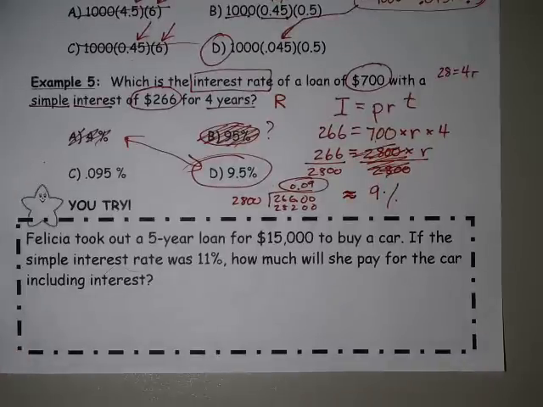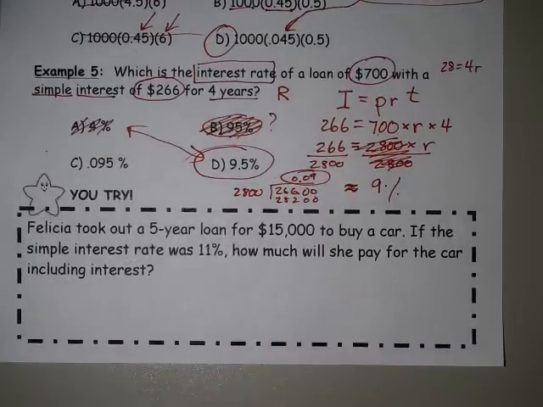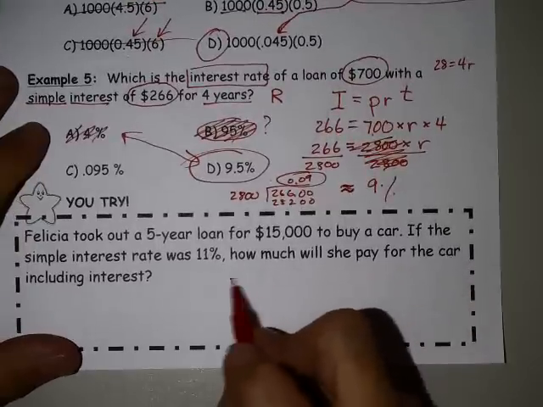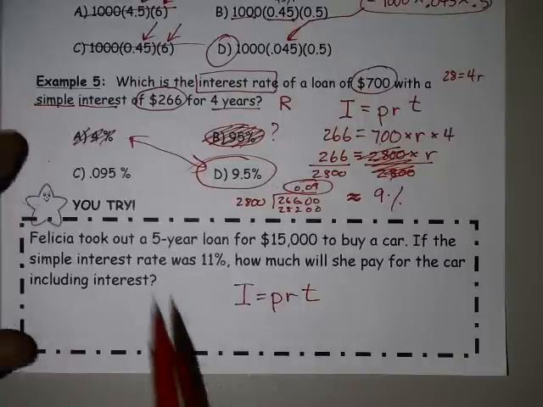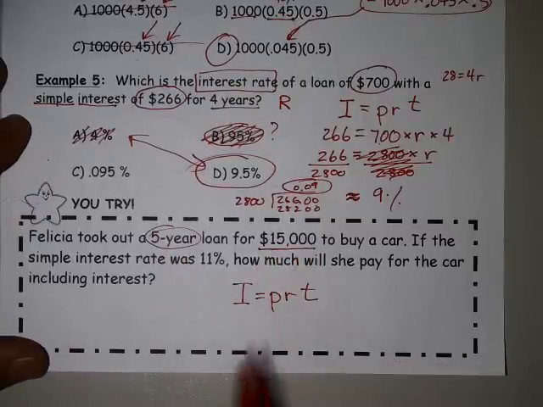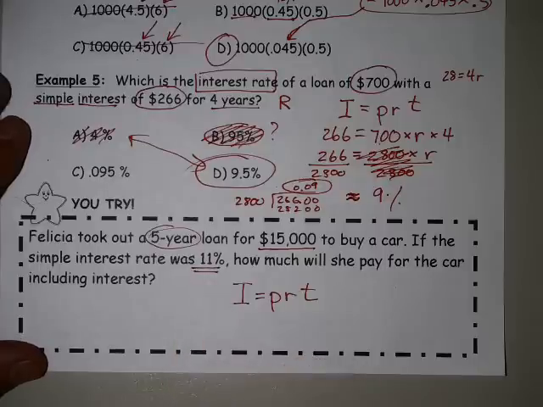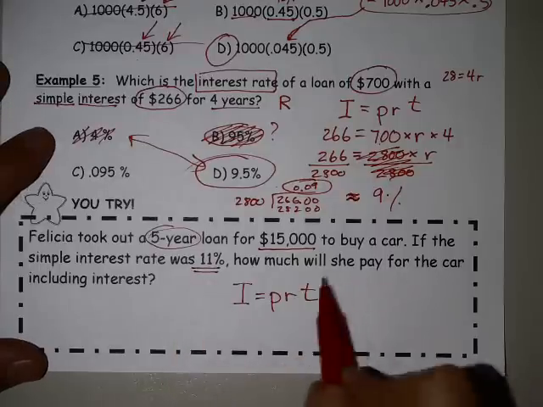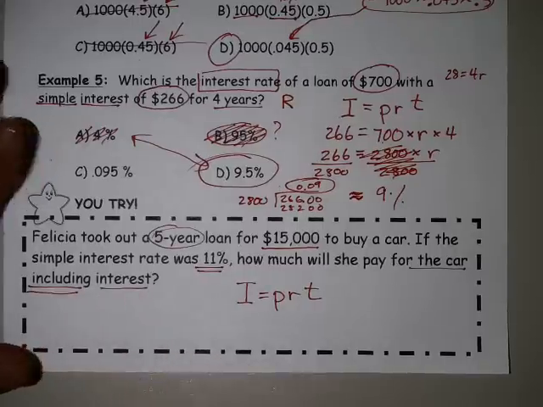Okay? Alright, so the you try question, please try that. Have it done by Thursday or Friday, whichever day you're doing this. Remember your formula, I equals PRT. And this one, they give you the length of the loan, they give you the principal or the amount you're borrowing, and they give you the rate of 11%. And it wants to know how much will she pay for the car, including the interest. So do that problem, okay?